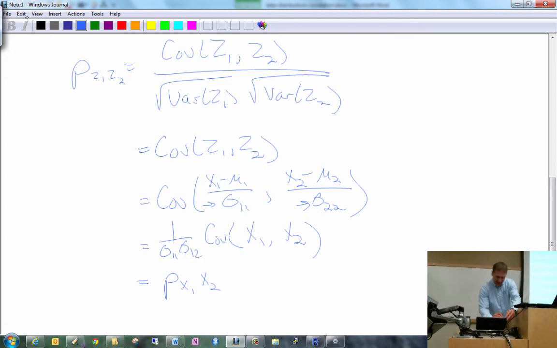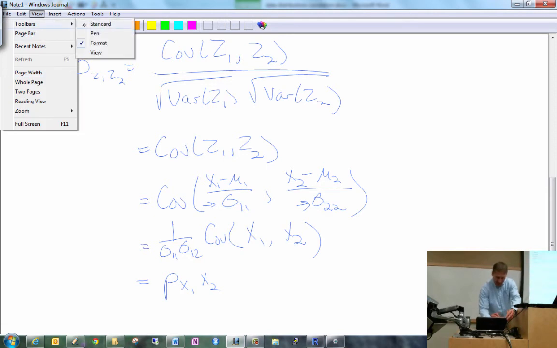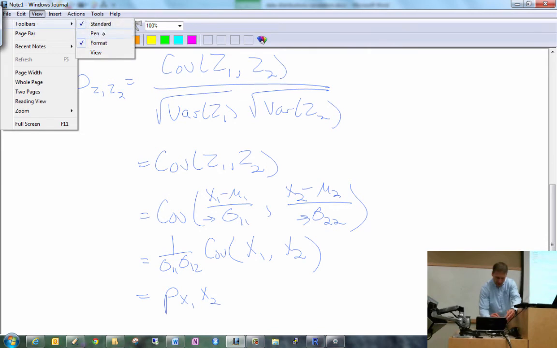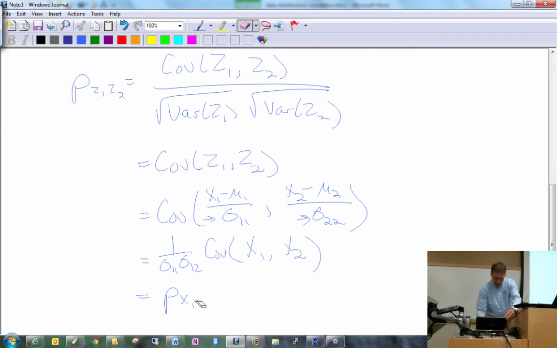I cannot write. Let me get my right toolbar out. No, that's not the toolbar. There we go. What we have here now is the formula, as we've seen before, for the correlation for x1 and x2. That's why you see this happen.